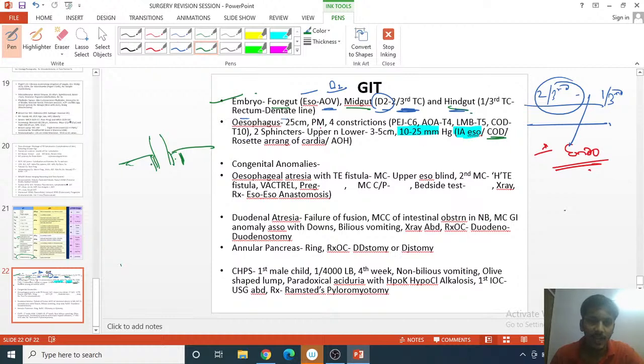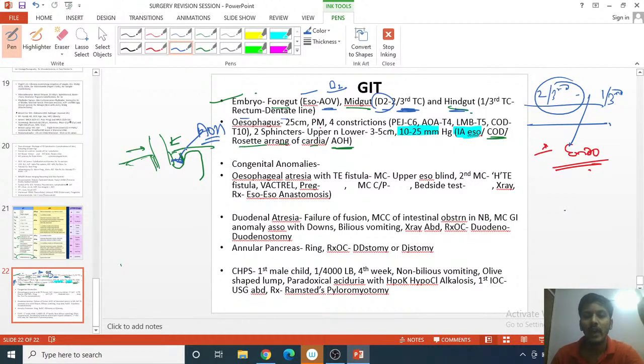Second is your crus of diaphragm. The crus of diaphragm has a pinch cock like action on the esophagus. Please remember this. Then next is your rosette arrangement of the cardia, the cardia being arranged in a rosette like fashion. And lastly is your angle of Hess. So what is the angle of Hess? This angle is between the cardia and the esophagus. This gastroesophageal angle is known as your angle of Hess.